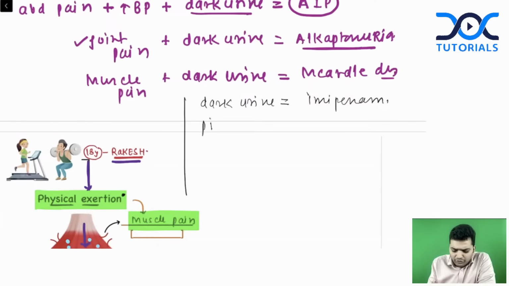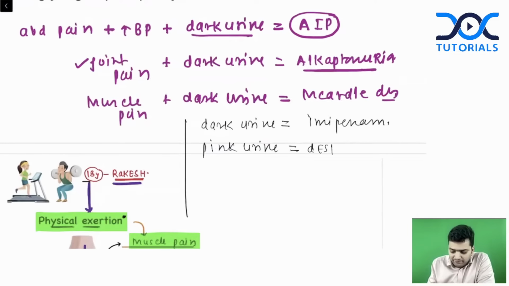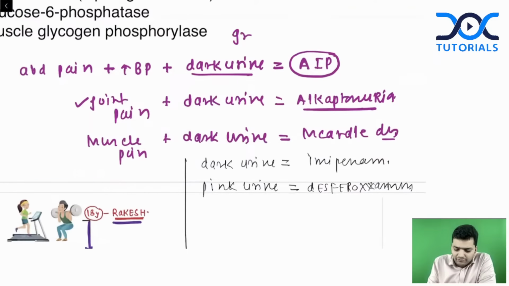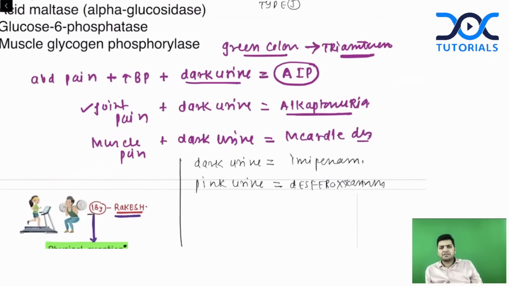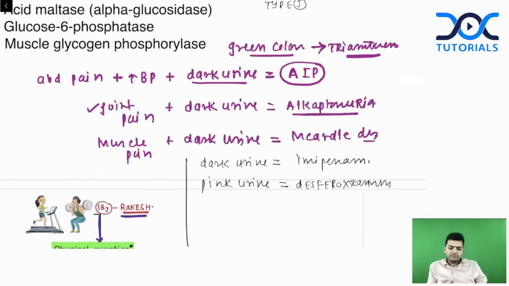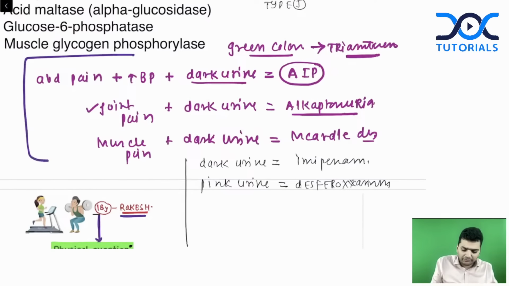Can you tell me pink urine? Pink color urine is seen with which drug? Yes, it was desferoxamine. It can lead to pink color urine. Green color urine? Which drug can lead to green color urine? Yes, triamterene can lead to green color urine. So these are some of the colors. Yes, orange color is rifampicin, pyridium. But as far as biochemistry is concerned, these are the important things to be remembered.